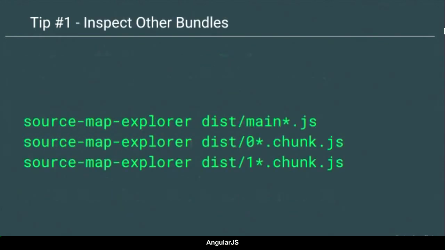But then there's also other files that you can be looking at. There's always a very small main file, but you can look at and see what that's doing. And then also if you're doing any sort of lazy loaded chunks, which is something I'm going to be talking a lot about, you can look into all of those chunks because they're typically named numerically. So 0.chunk, 1.chunk, 2.chunk, and so on, based on however many chunks Webpack is generating.